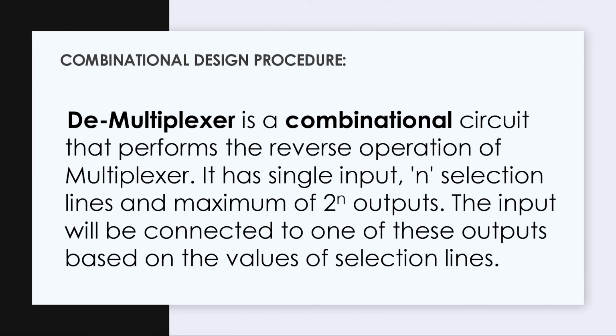We'll see the combinational design procedure of a demultiplexer. A demultiplexer is a combinational circuit that performs the reverse operation of a multiplexer. It has a single input, n selection lines, and a maximum of 2^n outputs. The input will be connected to one of these outputs based on the values of the selection lines.